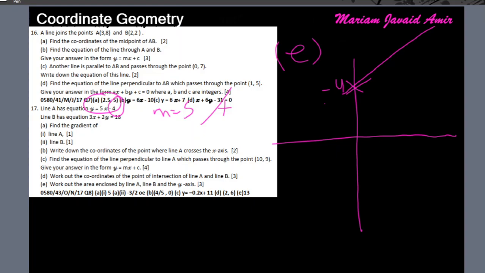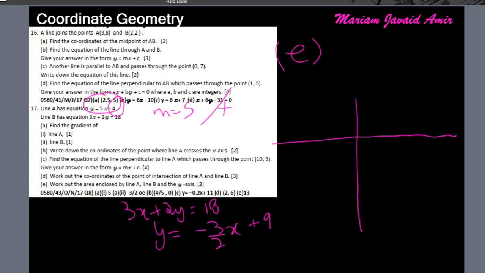Next we have the line 3x plus 2y equals 18. When I make y the subject, I get minus 3 over 2 x plus 9. So okay, minus 4 should actually be below the x-axis. Let me fix this. Minus 4 is here and the line is like this.